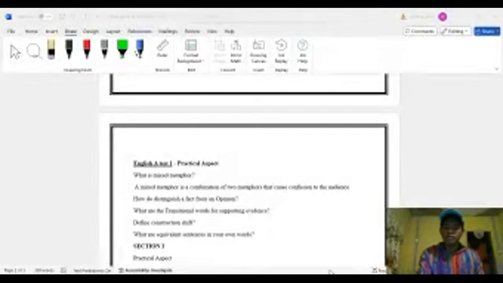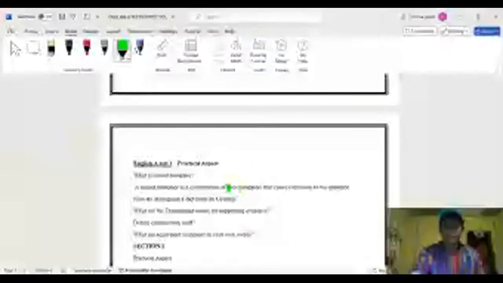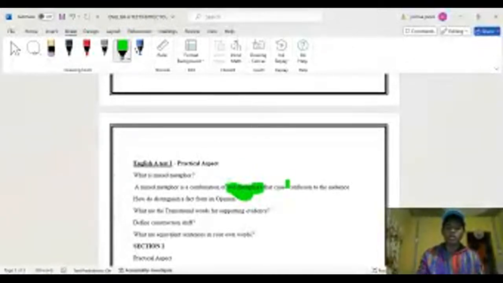It is usually confusing, and it gets readers very confused so they don't understand what's really going on. Let me highlight it: two metaphors that cause confusion to the audience. That is what a mixed metaphor is in a nutshell.